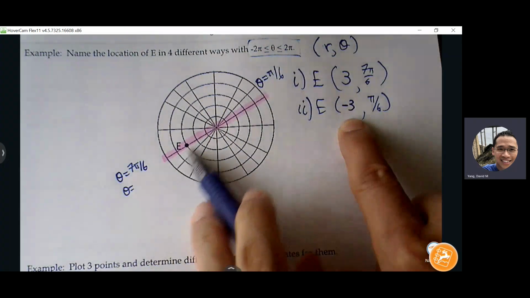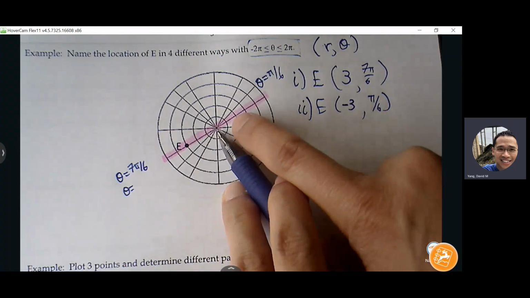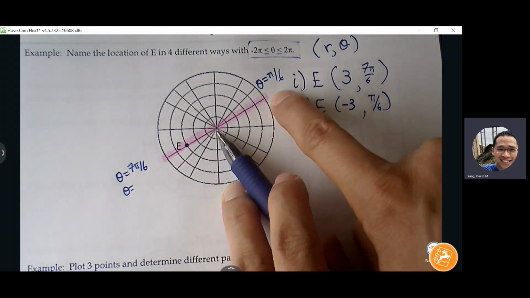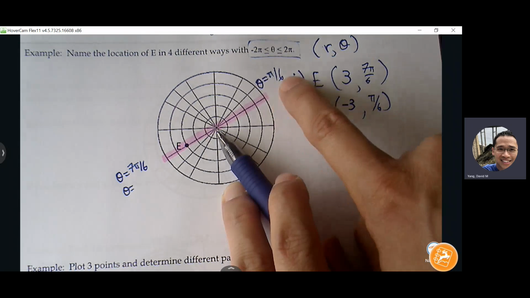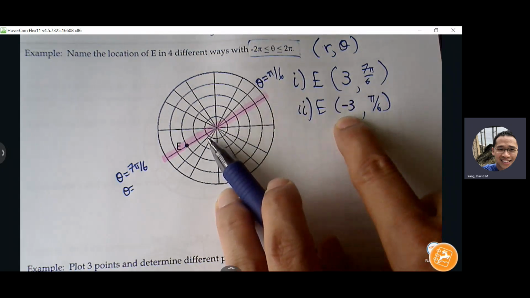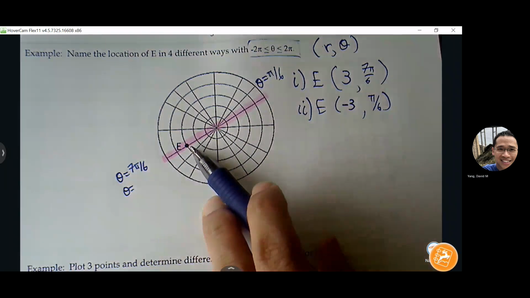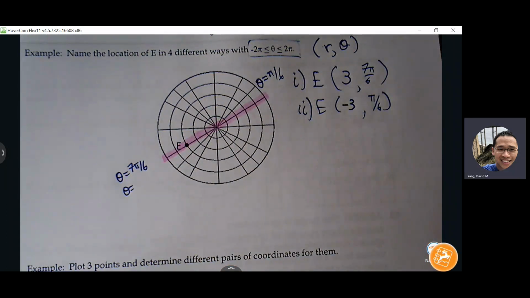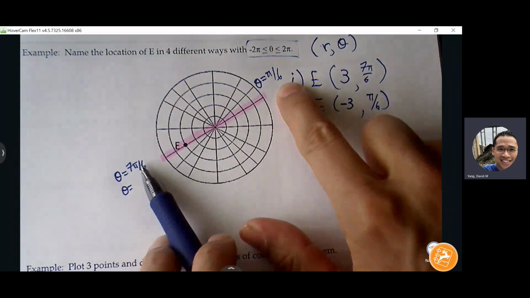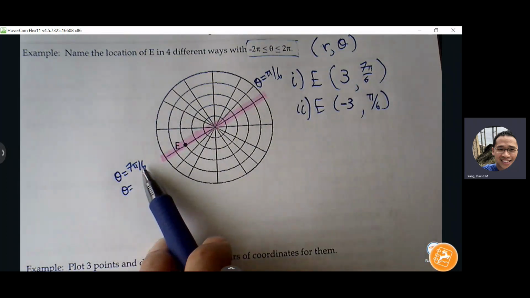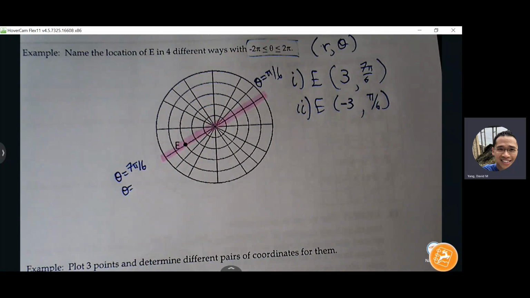I'm still hitting point E because imagine if I had pi over 6 being my theta, rather than walking towards pi over 6, I'm going to walk away from it. I'm going to walk backwards. I'm still ending up with point E. Okay, are you guys okay with that? Okay. Now let's create a different version of this theta by subtracting 2 pi.